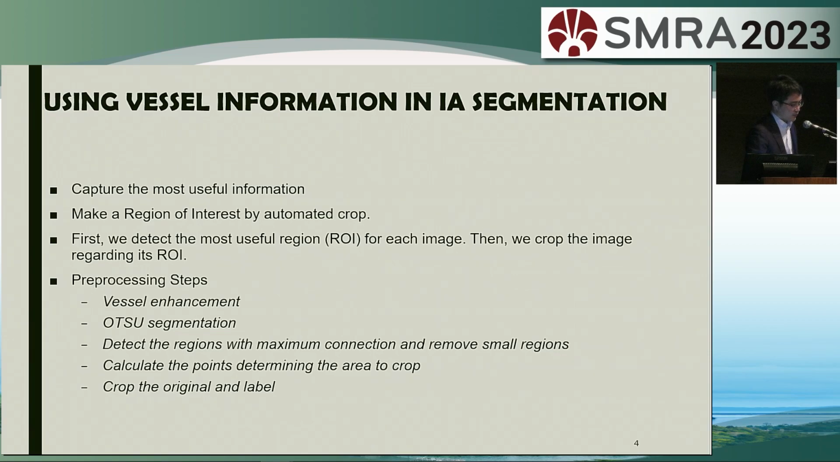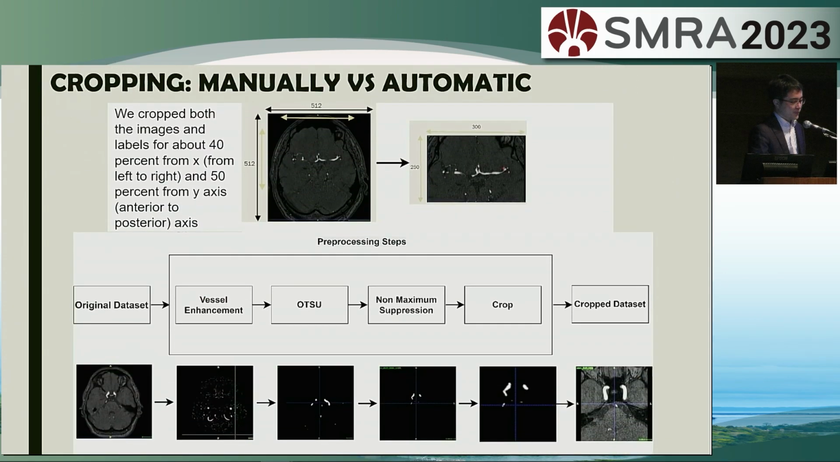And we have several steps because the aneurysm is only on the vessels. So we do the vessel enhancement, which gives a bright signal on the top, and then do an Otsu segmentation and detect the regions, and then calculate the points, and then do an automatic crop. And here are the examples. So we do a manual crop because we know the top boundary of the brain has no aneurysm, and then, based on the vessel information, we do an automatic crop.